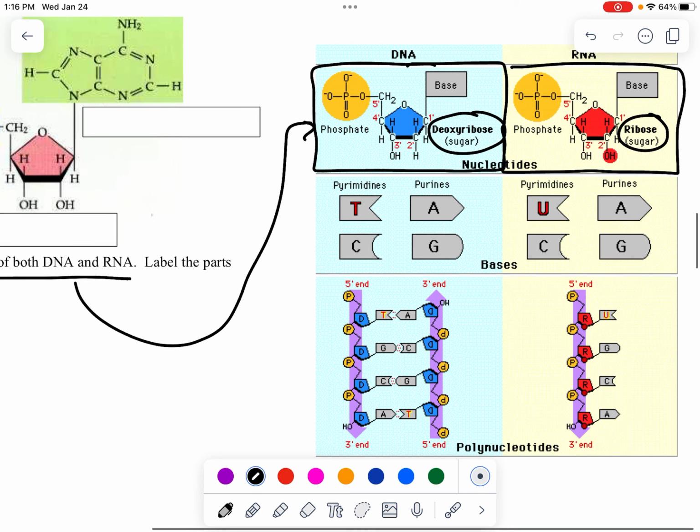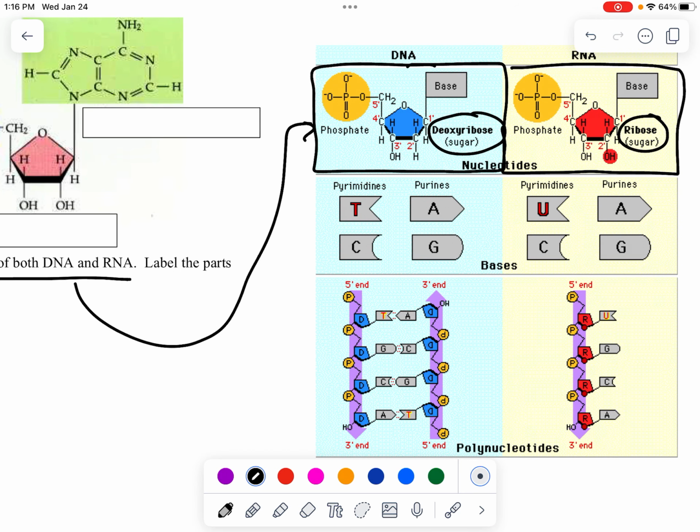So a couple things I just want to look at here. So the base, I mentioned the base in DNA, you don't have to know pyrimidines and purines yet, but the base in a DNA nucleotide could either be something we call thymine, adenine, guanine, cytosine.